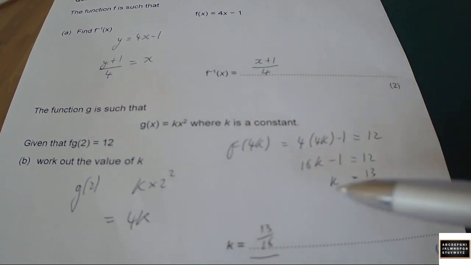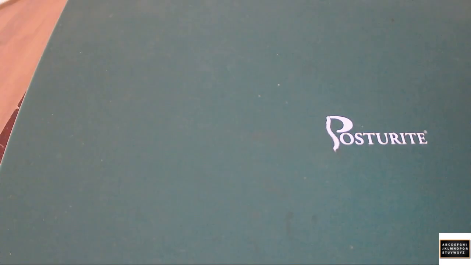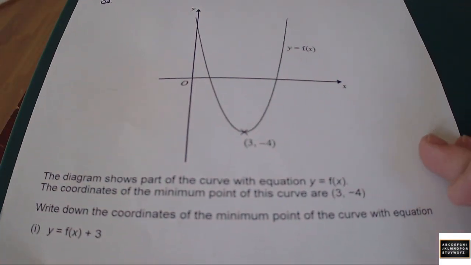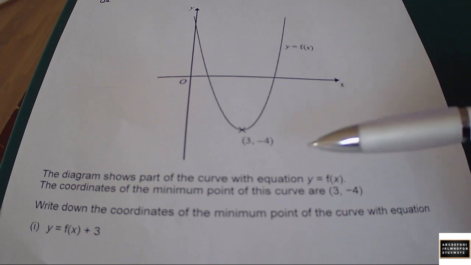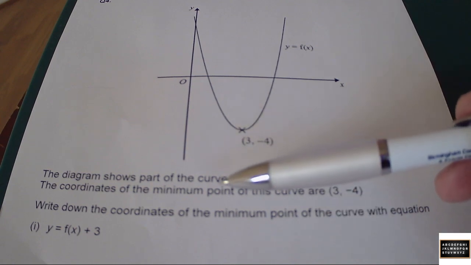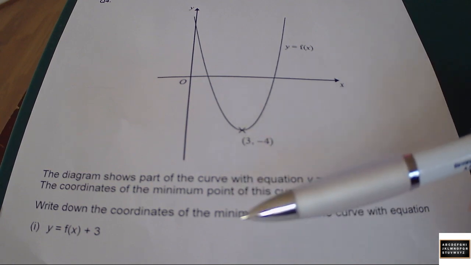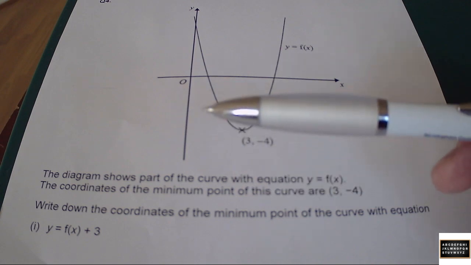It's quite straightforward to do, but you do have to be really on your guard with regards to how you work your way through these questions. The other thing you might be asked to do with functions is move them around, what we call transformations of functions. So this is a question about transformations of functions. It's a hidden transformation because they're asking you to write down coordinates and minimum points.